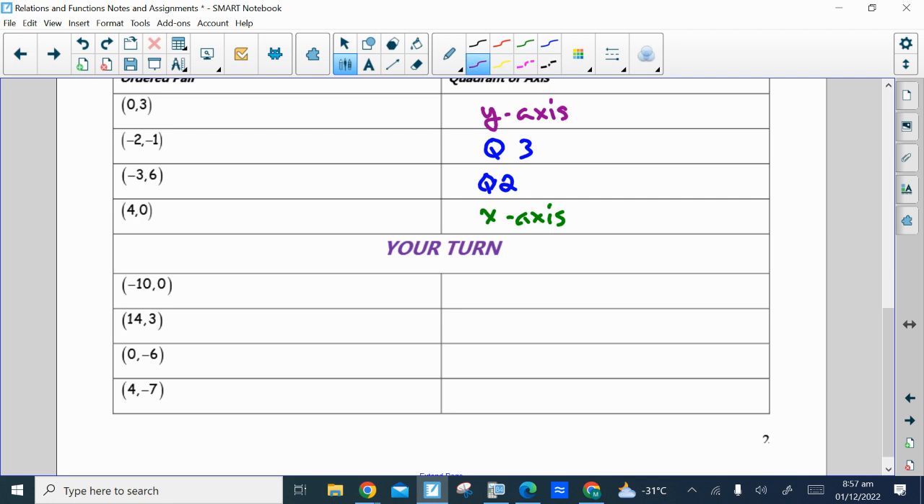Negative 10 comma 0 means you go 10 to the left, you don't go up or down. That'll be on the x-axis. 14 comma 3, you go 14 to the right and up 3. This will be in quadrant 1. 0, negative 6, you don't go left or right, you just go down 6 units. That puts us on the y-axis. And 4, negative 7, 4 to the right and 7 down. That'll put us in quadrant 4.